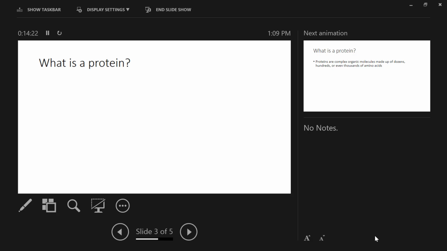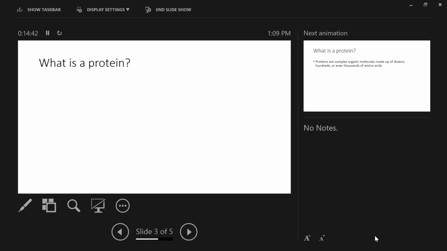Which is why you don't call animals that eat insects carnivores, because they're not really eating just the meat of insects, they're eating the entire insect. So we call them insectivores. But anyways, that's bonus information. Anything else we know about proteins?